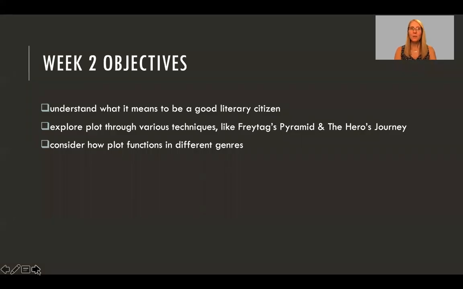This week in class, we're focusing on what it means to be a good literary citizen as we start to join our creative writing community. We'll be exploring plot through various techniques. This week, we'll focus on Freytag's pyramid and the hero's journey. We'll also take a look at Kurt Vonnegut's plotting method next week, and we will be exploring plot throughout the whole term in a variety of different genres and different forms. We'll also think today, as we start our discussion, about how plot functions in different genres.